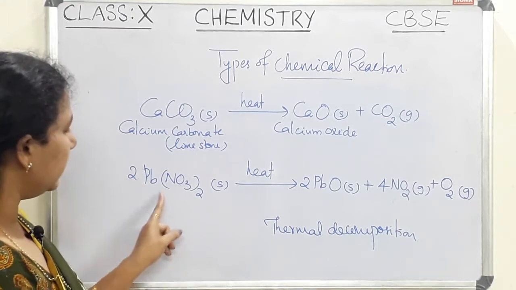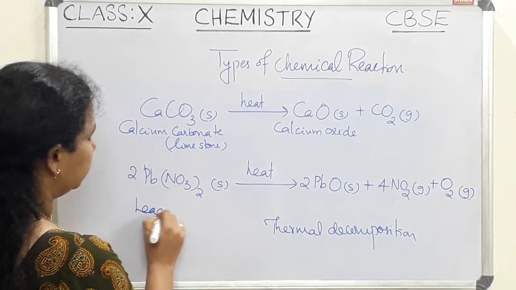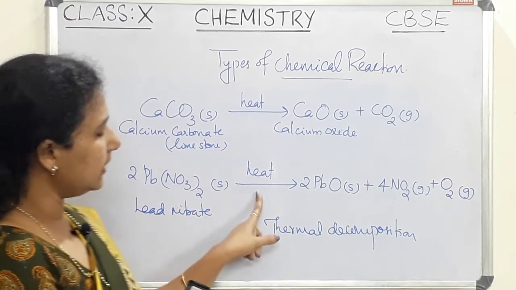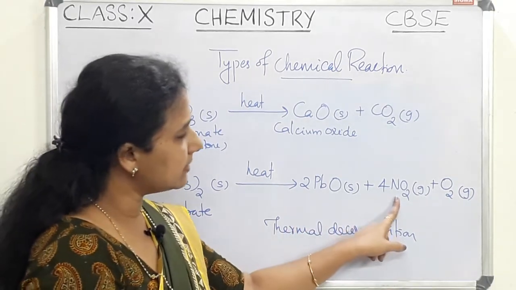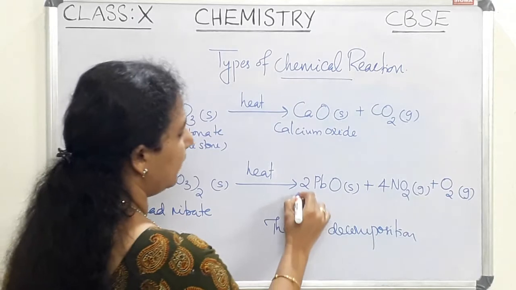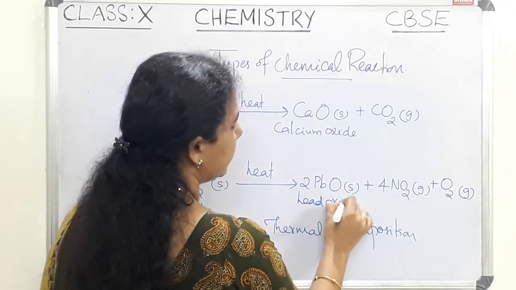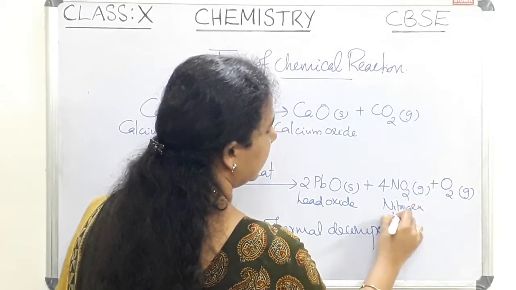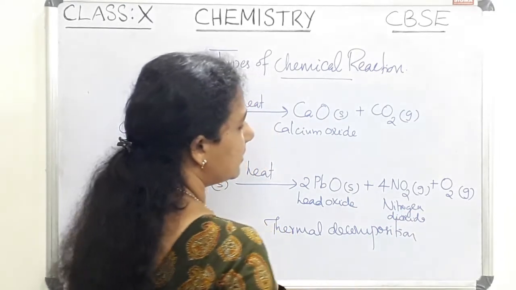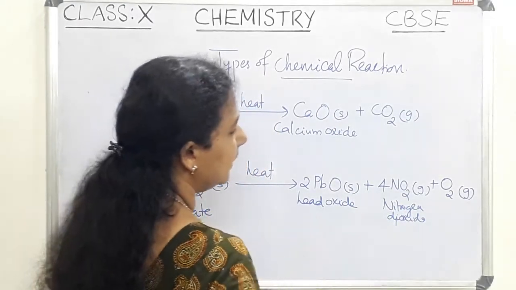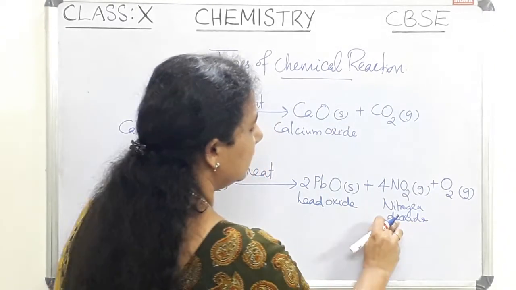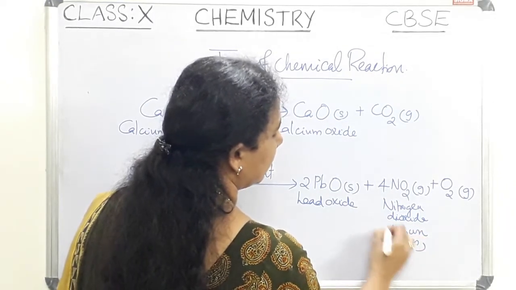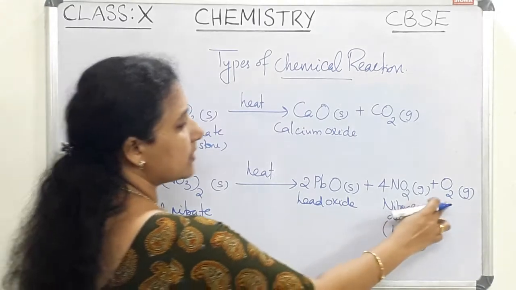Then another example is lead nitrate. This is lead nitrate. It's a solid. On heating it produces lead oxide, nitrogen dioxide and oxygen. Lead oxide is a solid, and nitrogen dioxide is actually a brown gas. That brown gas can be seen when we are doing this reaction. And oxygen is also formed. Oxygen is also a gas.